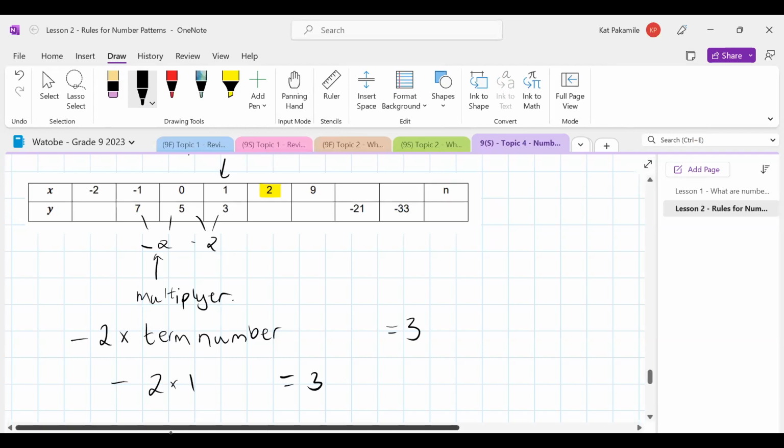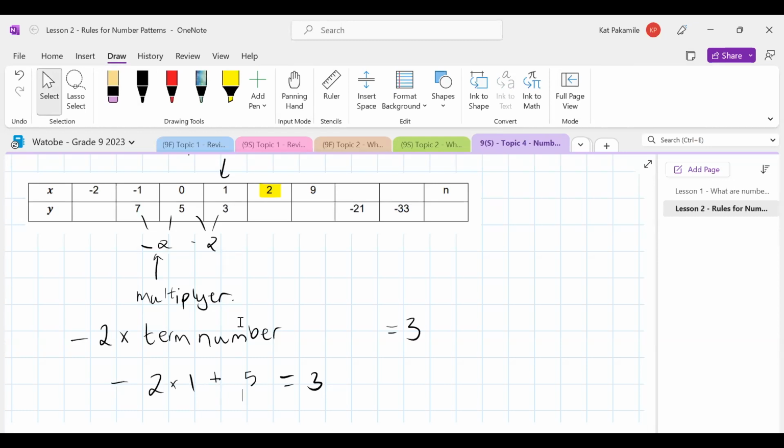So how much would we have to add or subtract to get to 3? Tell me in the chat, how much would we have to add or subtract? -2 times 1 would be -1. Thank you, Tammy. Guys, you must go revise your integers. So -2 has to be added by 5 in order to give us a 3. Remember to revise your integers, guys. You cannot lose marks because of that. So our rule is going to be -2 times the term number, plus 5.